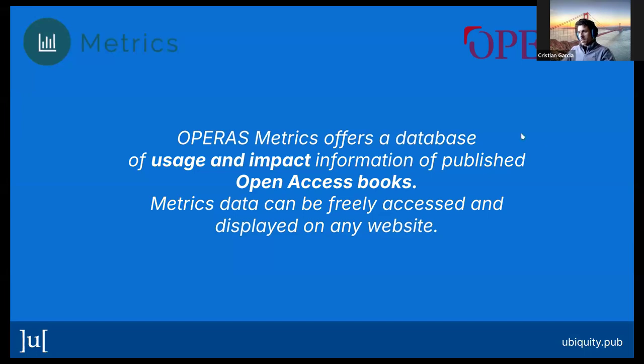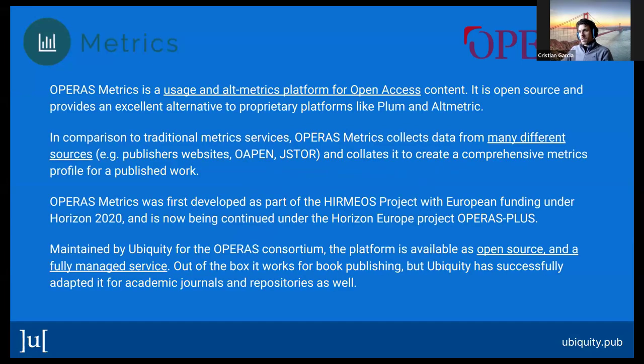Thank you. So the OPERAS metrics offers a database of usage and impact information of published open access books. So it's obviously freely accessible, as my colleagues already said. It has a usage and altmetrics platform for open access content. It is collecting from many different sources like OAPEN, JSTOR, etc.